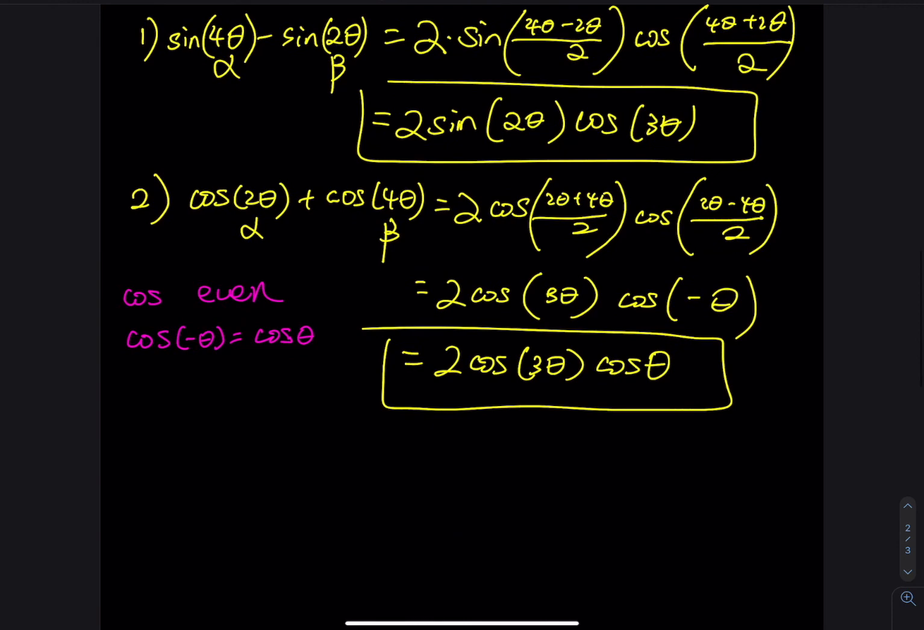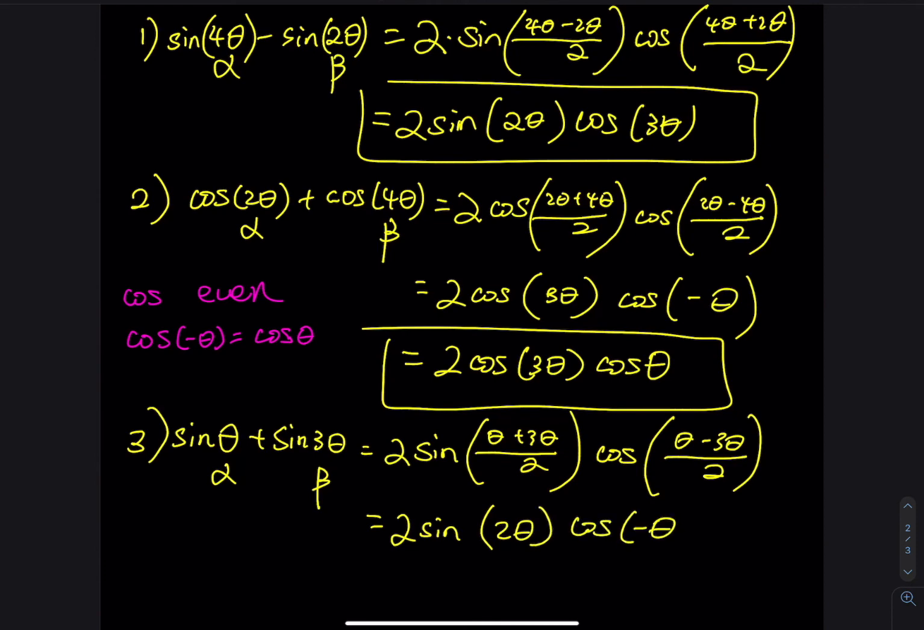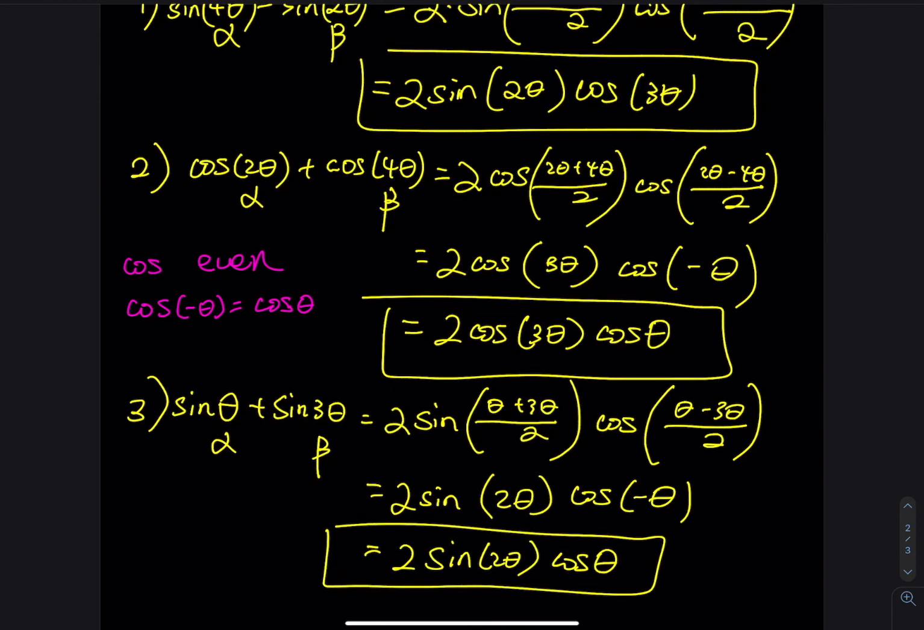Number 3. You have sine of theta plus sine of 3 theta. So that is a sine plus a sine. We have my alpha, we have my beta. So that is 2 times sine of (alpha plus beta) divided by 2, so that is (1 plus 3) divided by 2. And then a cosine of what? Alpha minus beta, so that is (1 minus 3) divided by 2. So we have 2 times sine of 2 theta, and then cosine of negative theta. Since cosine is even, you can just remove the negative. So 2 sine of 2 theta, and then cosine of theta. So the job is done.